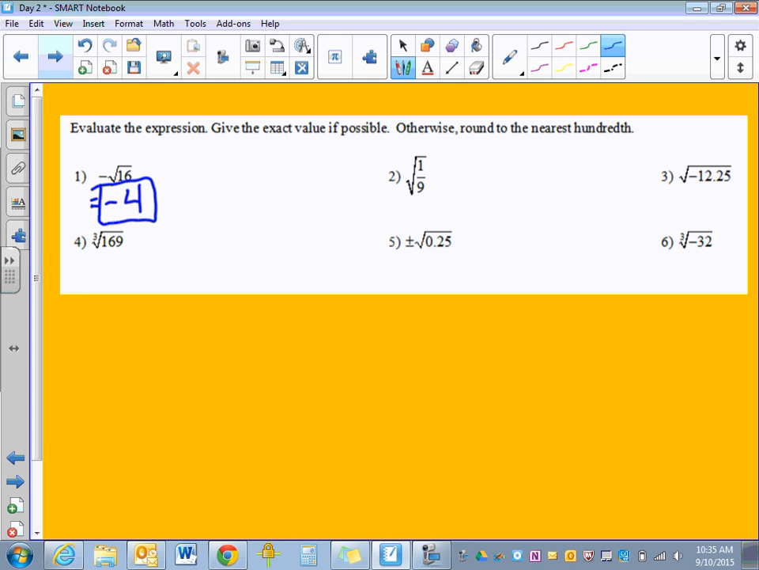All right, square root of 1/9. Your phone's away if you still have your phone.